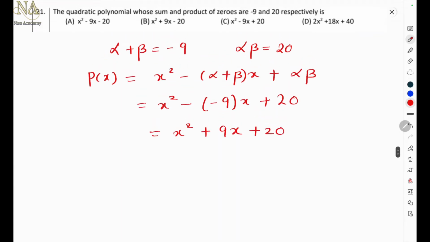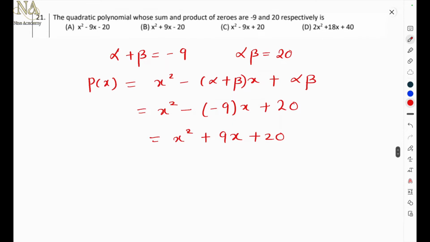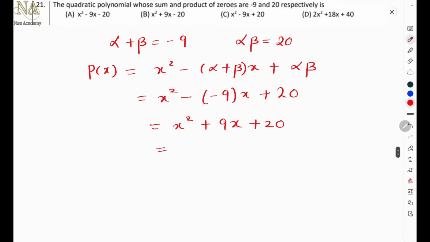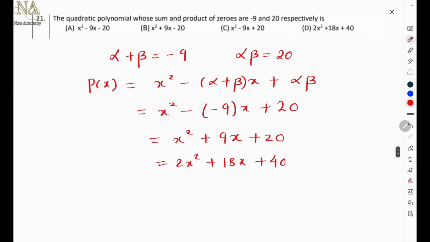Now if you see here, the first, the second, the third options don't match with the answer, and the fourth option is completely different. So we'll say the question is wrong. No, don't worry, the question is not wrong. If I multiply this polynomial by 2, we get 2x square plus 18x plus 40. Now see, exactly the same as option D.